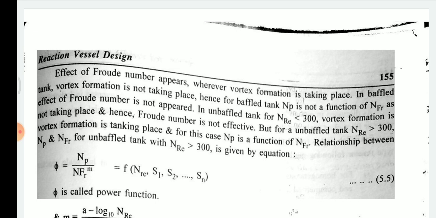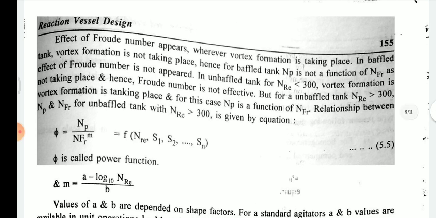But for an unbaffled tank with Reynolds number greater than 300, vortex formation is taking place, and hence in this case Np is a function of Froude number. So the relationship between power number and Froude number for an unbaffled tank with Reynolds number greater than 300 is given by these equations.